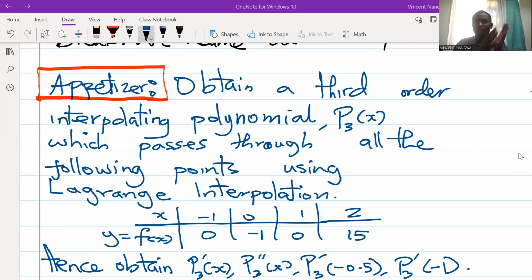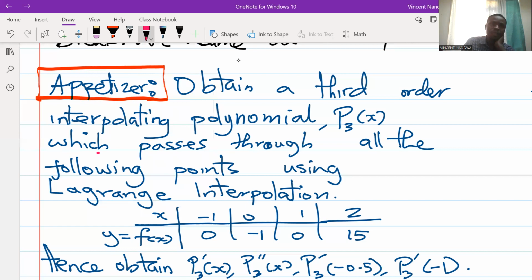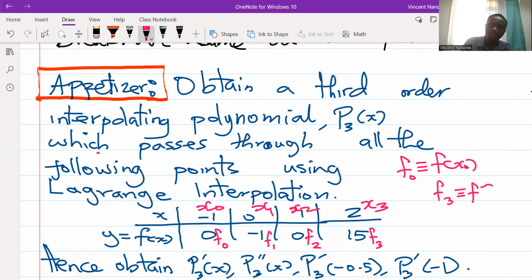Now, when you are given points or given this table, the best thing to do is to number them. By default, the first value given in the table becomes our x0, this becomes our x1, this becomes our x2, this becomes our x3. For x0, this becomes f0, this becomes f1, this becomes f2, this becomes f3. Remember, when I write f0, I mean the value of the function at x0. When I write f3, I mean the value of the function at x3. So you should be aware of that given notation.